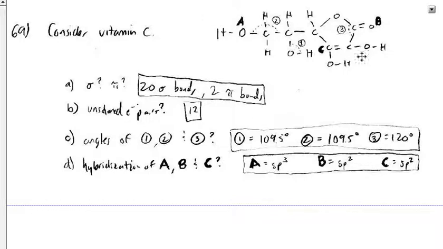This is sort of an abridged version of vitamin C as well. So to get your number of unshared electron pairs, you have to count where there's not fully 4 bonds. So there's 1, 2, 3, 4, 5, 6, 7, 8, 9, 10, 11, 12. Angles and hybridization are the same as the last couple.